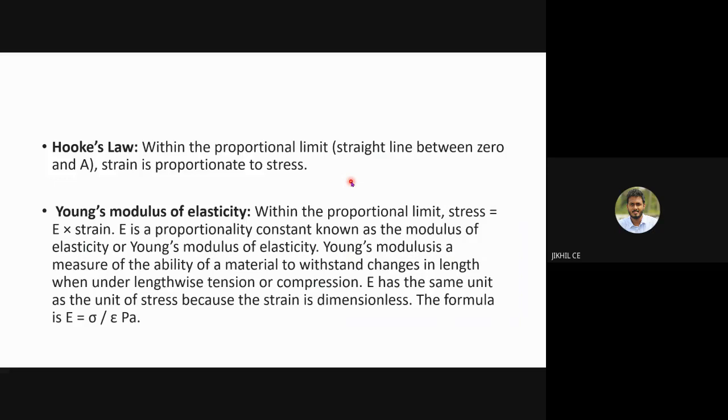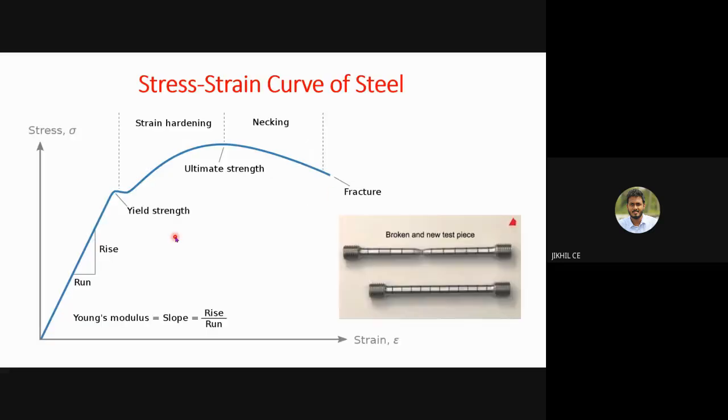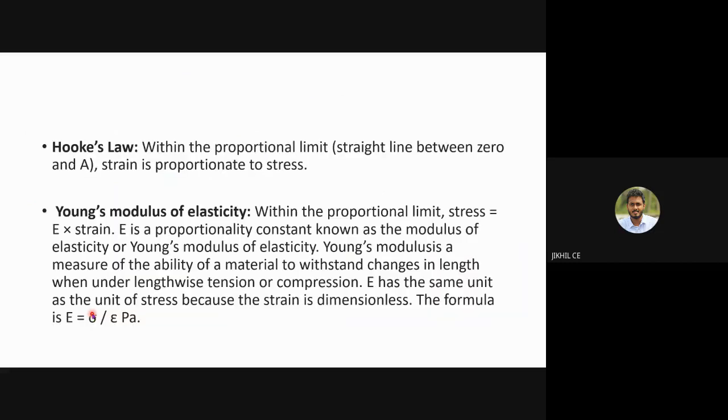So you learned about Hooke's law. Within the proportional limit, or the limit of proportionality, the stress strain curve will be a linear one, and the Young's modulus is the ratio between stress and strain. Up to the straight line portion, the ratio between stress and strain is called the Young's modulus. So both are important values in the steel.